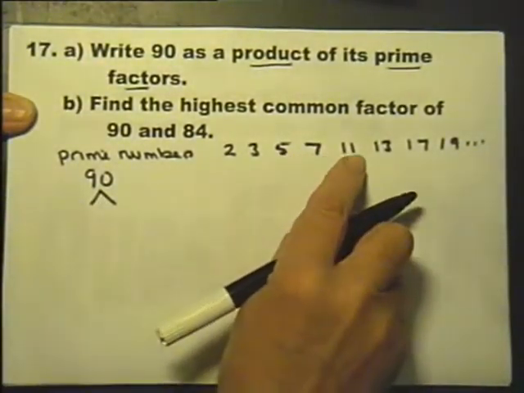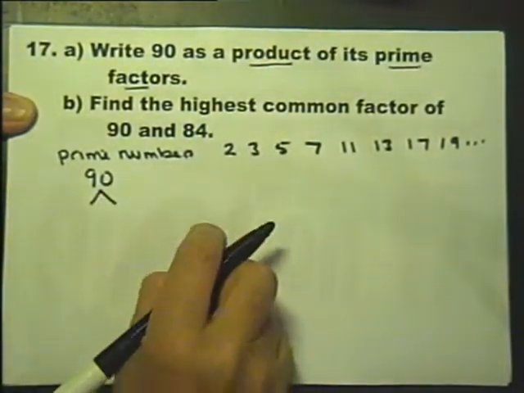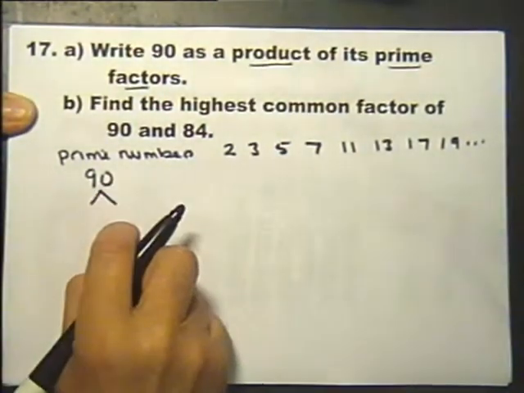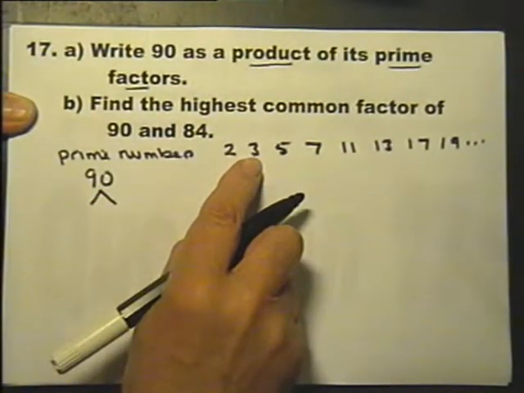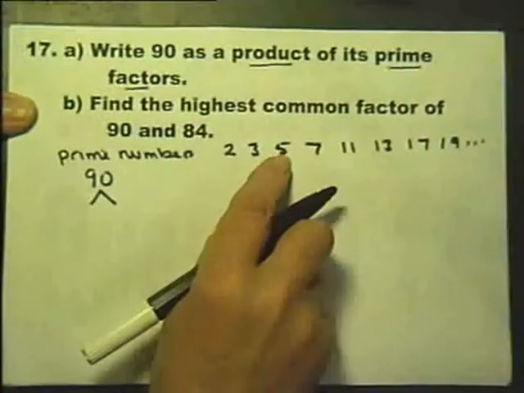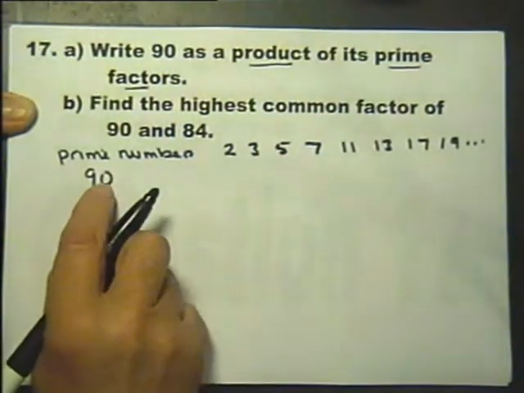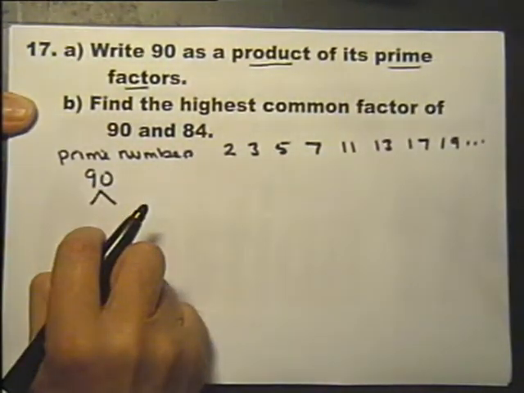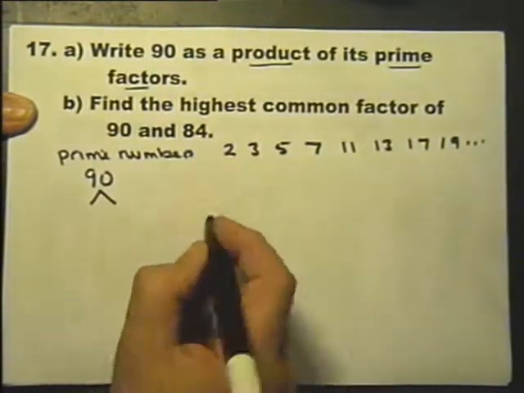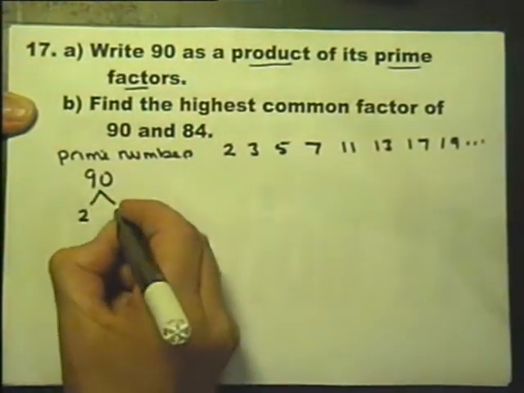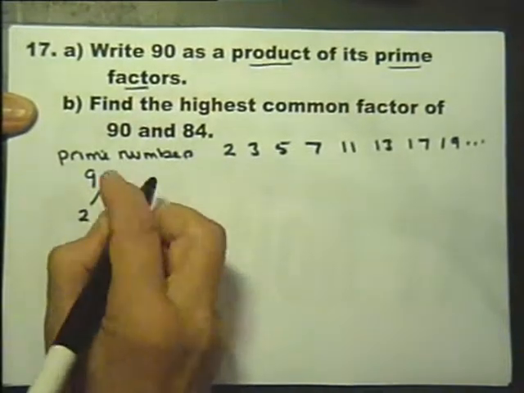Which of these numbers definitely goes into 90? Well, 2 does, because it's an even number. So does 3, because 3 30s are 90. And so does 5, because 5 goes into any number that ends in 0 or 5. So you can start with any of these numbers, but we'll start with 2, because 2 45s are 90.